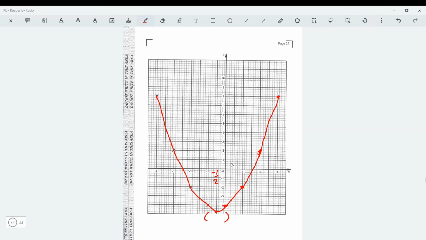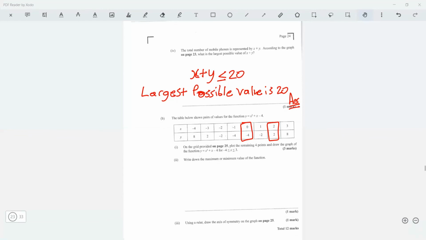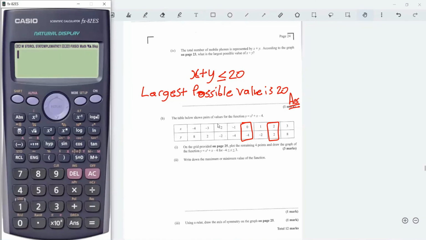All right. So to get that exact y value, look what you can do. We'll take out our calculator and put in a half right here. So when x is 1/2, we have 1/2 squared plus 1/2 minus 4. We put that in our calculator.